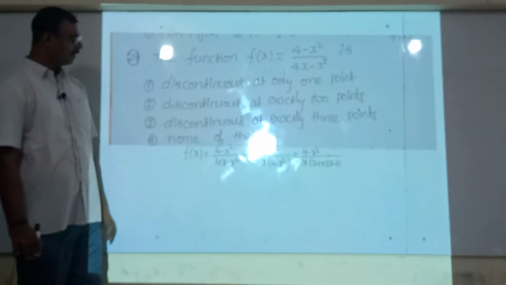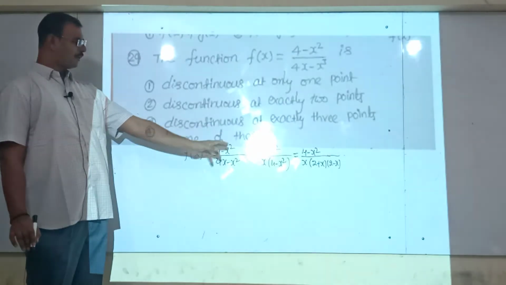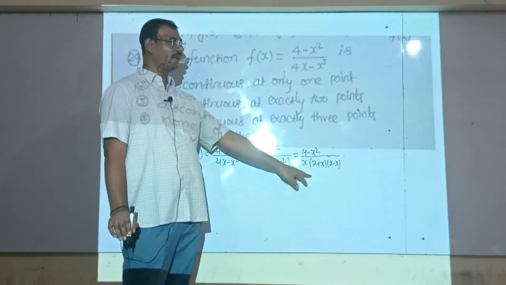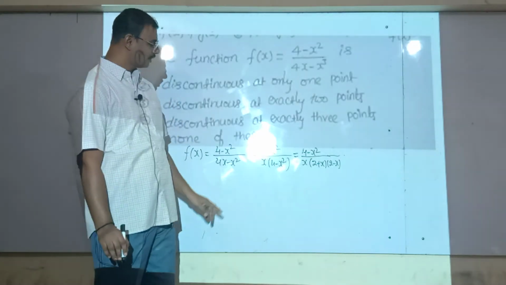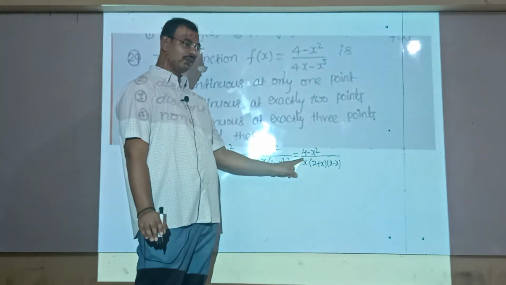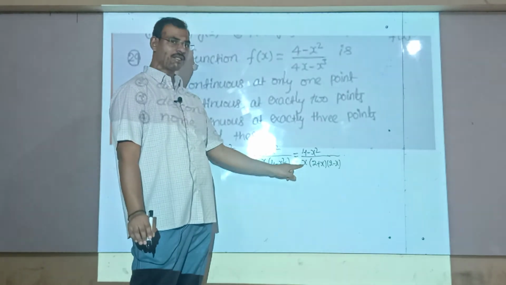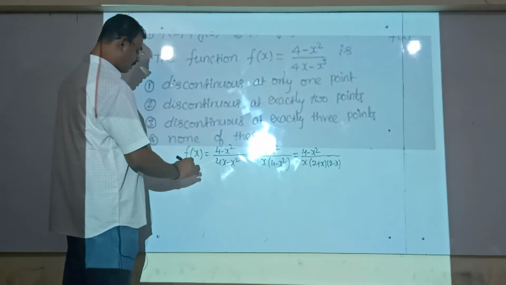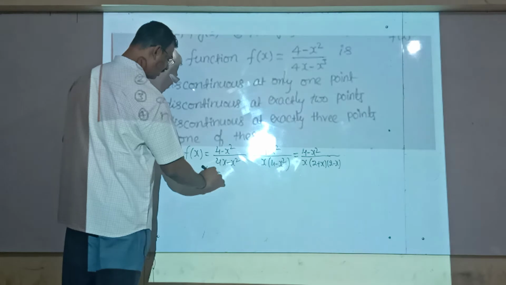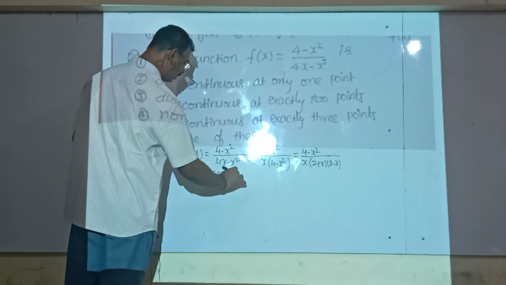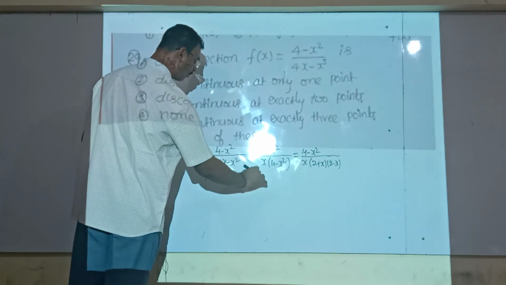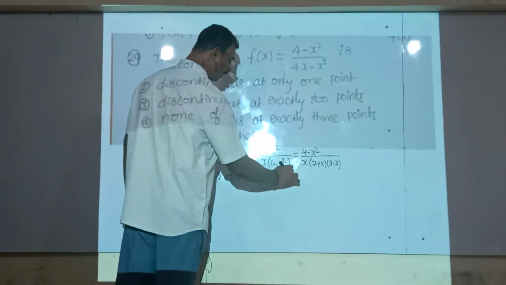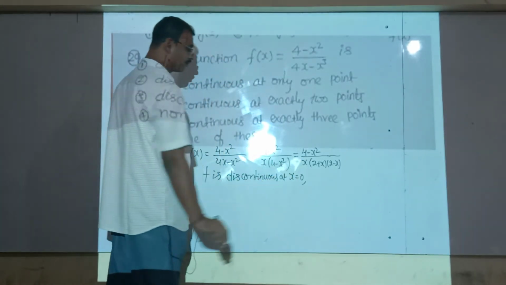Okay? If the denominator... this is a polynomial function. He does not provide any condition. So it is discontinuous if x equals 0, because 1 by 0 is undefined. So this function is discontinuous at one point, x equal to 0.